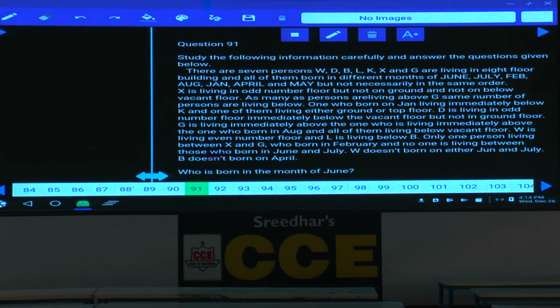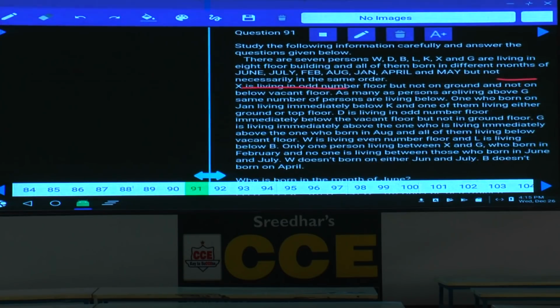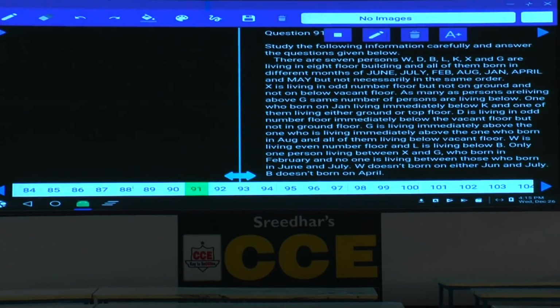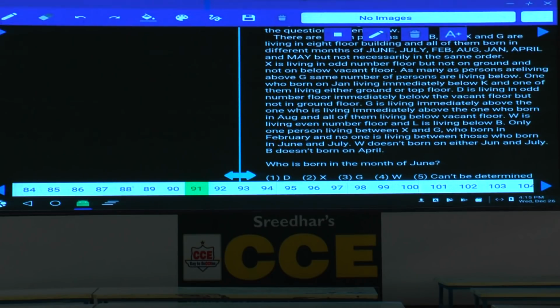Now there are 7 persons W, D, B, L, K, X, G living on 8 different floors, and all of them were born in different months. In different months of June, July, February, August and so on, there are some 7 given, but not necessarily in the same order. Now 8 floors, 7 persons are living on 8 floors. That means there is a floor which is vacant among these 8, isn't it?